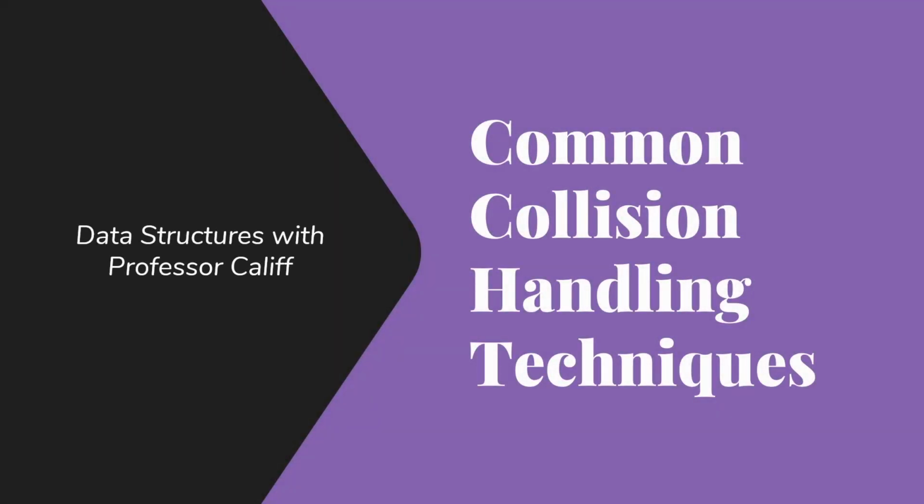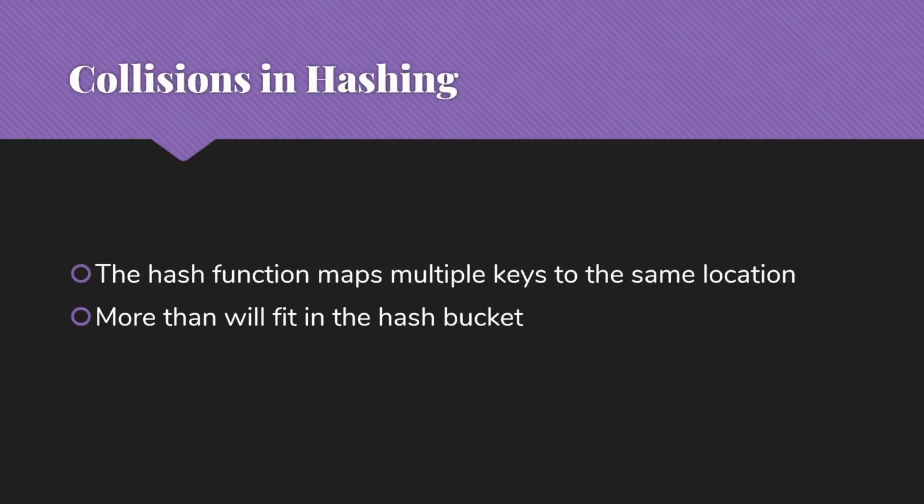Today I'd like to talk about common collision handling techniques in hash tables. So collisions in hashing are when we have a hash function that maps multiple keys to the same location, more than will fit in the hash bucket. Sometimes we do have more than one spot in a given index, but this is the case where however many spots we have, we've had too many things go to the same place.